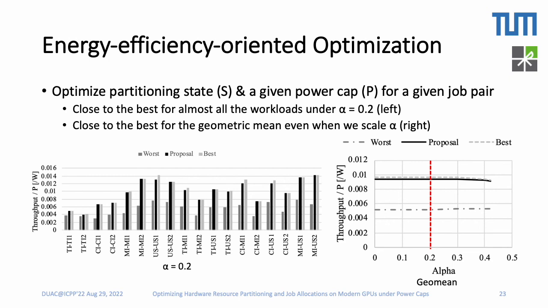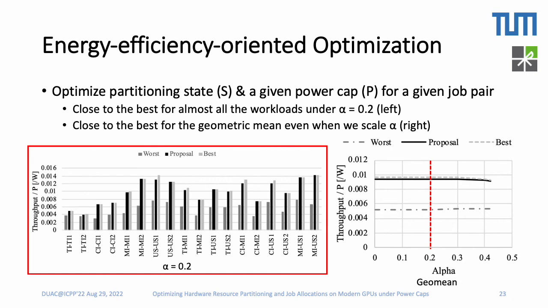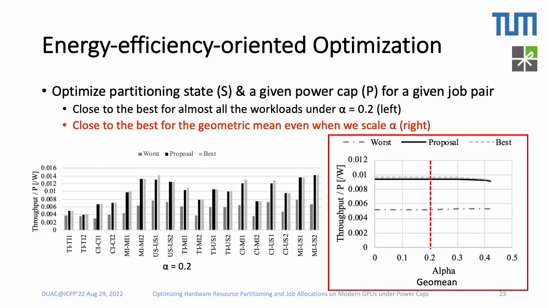And we also did energy efficiency oriented optimization. We optimize the partitioning state under a given power cap for a given job pair. As shown in the left figure, in most cases, our proposal is very close to the best cases. And we also scale the fairness constraint parameter from 0 to 0.4. And for most of the cases, the proposal is quite close to the best case.